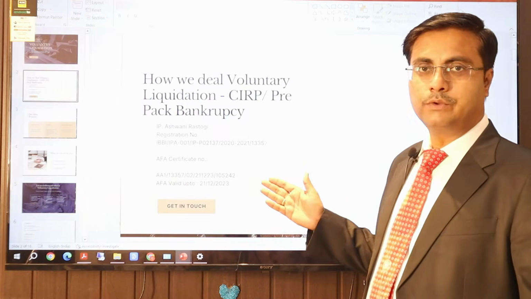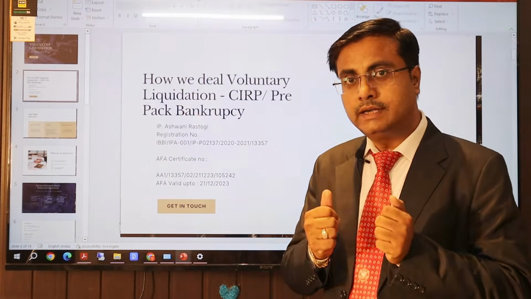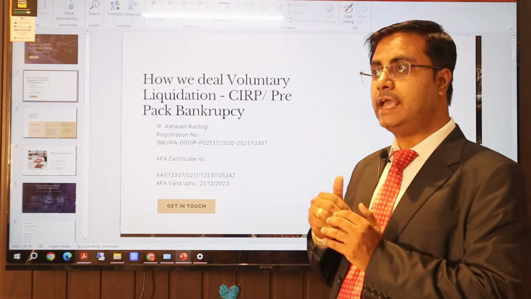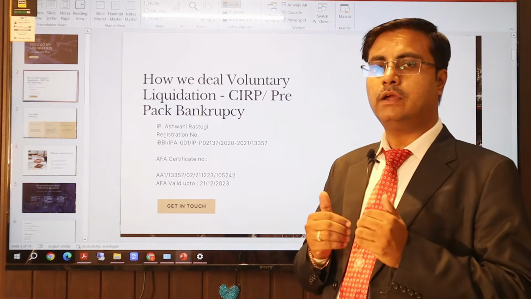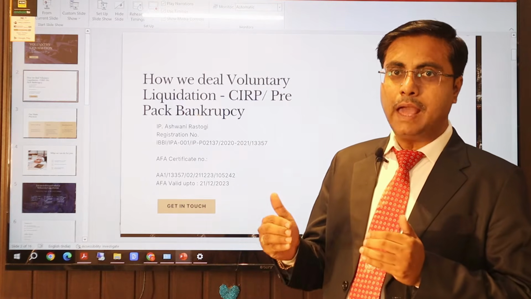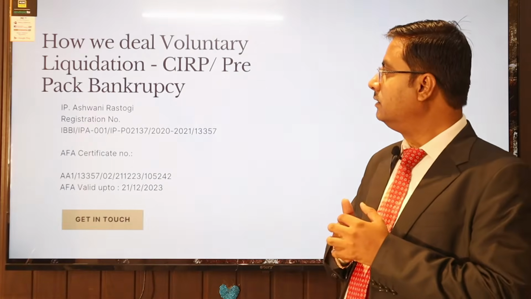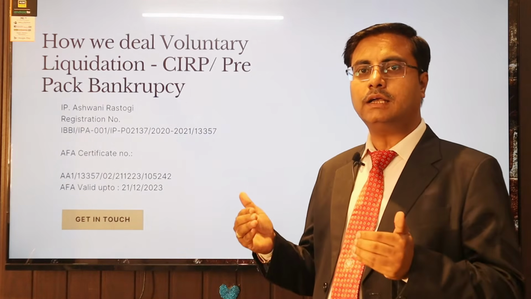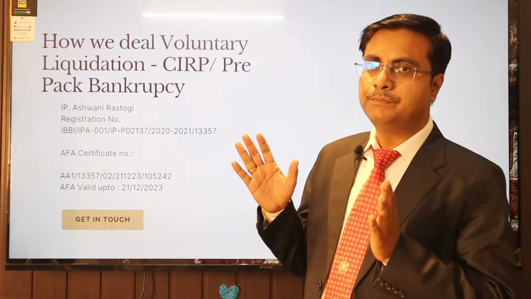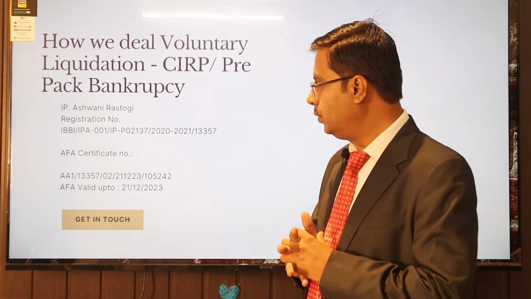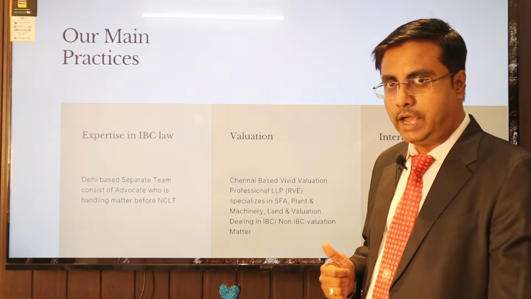So how do we deal with voluntary liquidation? As I said, CIRP is applicable where you owe a debt but are not able to pay it. If you are a solvent company, then by passing a special resolution by the shareholders, and where there are creditors, with consent of two-thirds in value of the creditors to go for voluntary liquidation, you will appoint a liquidator, and the liquidator will sell the assets, realize the money and pay the stakeholders of the company. This process is also dealt with by the NCLT.